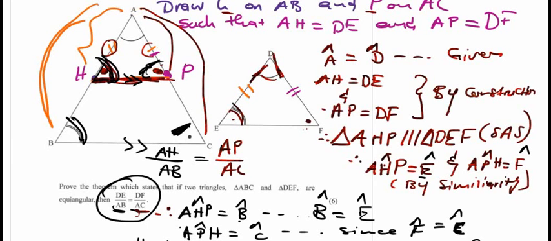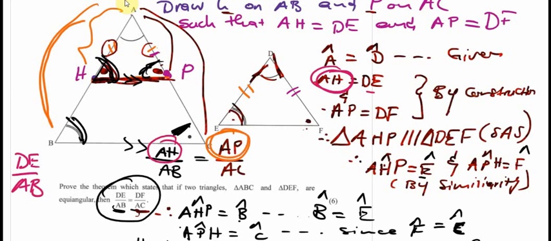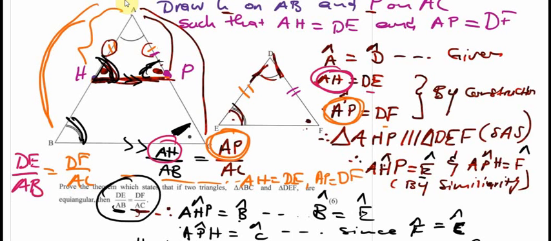But what you know is that your AH equals DE. So you already have DE over AP. What else do you know? You know that your AP is equal to DF. Therefore, you have DF all over AC. And then you can just state that AH equals DE and AP equals DF. So that's pretty much it for the proof of similarity.